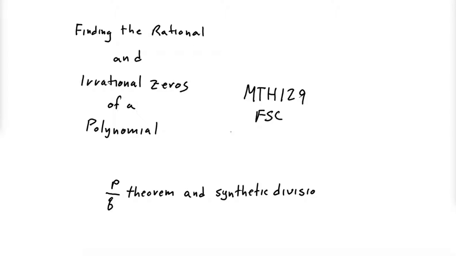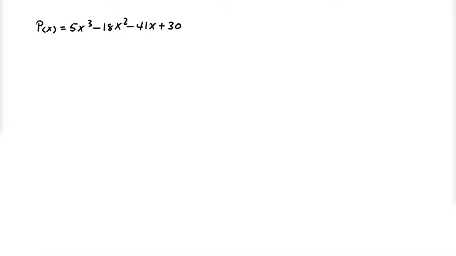Okay, so I got asked by someone in class to go over a problem from the test review homework regarding finding the rational and irrational zeros of a polynomial. I'm going to do this using the synthetic division method that we went over in class. This is the problem in question, and it popped up in several parts. The first part was to find all of the possible rational zeros using the PQ theorem.